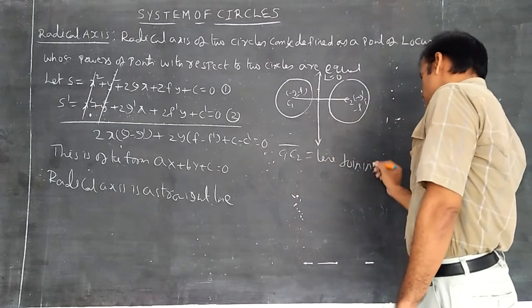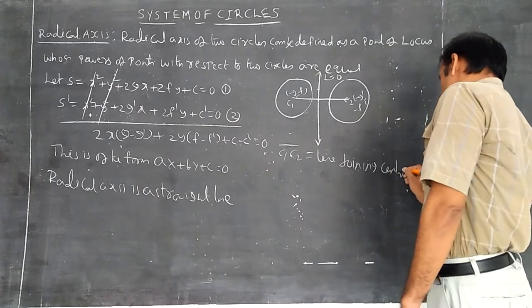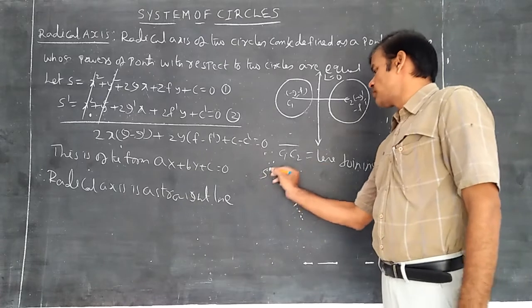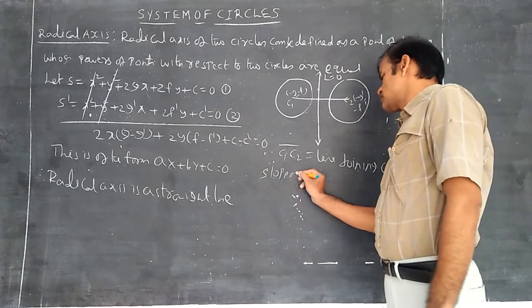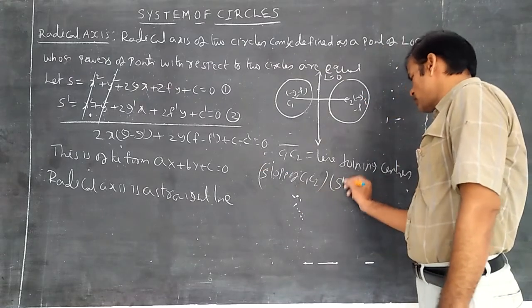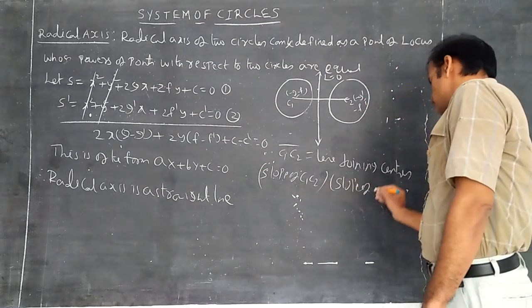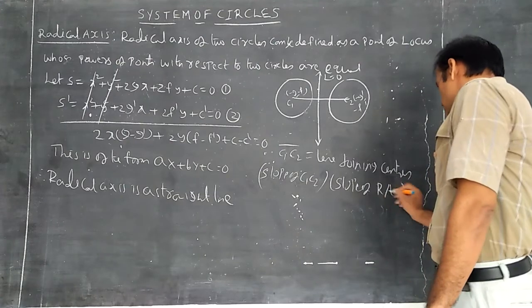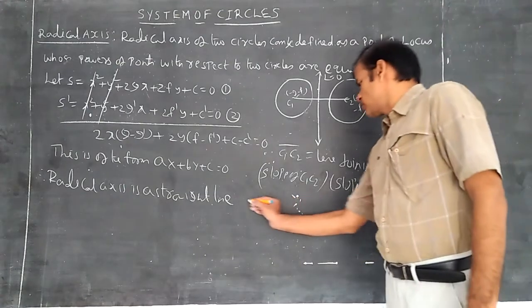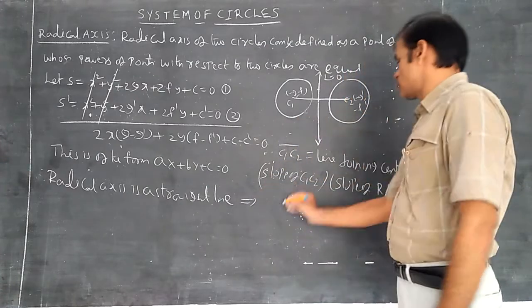Line joining centers. Now let us discuss the slope of C1C2 into the slope of the radical axis. Slope of RA. Hereafter I mention this as RA, which means radical axis. Now let us discuss the slope formula.